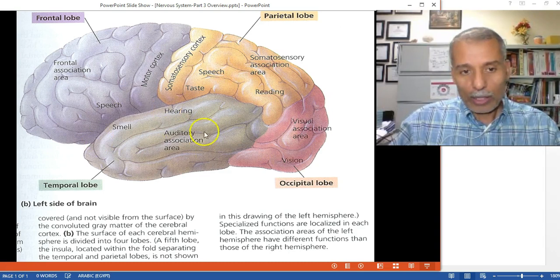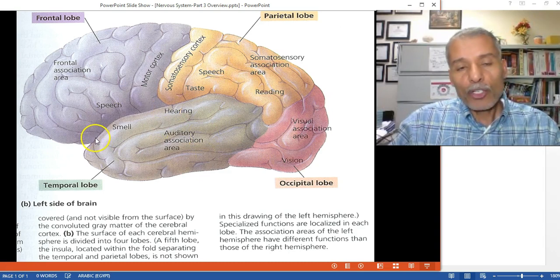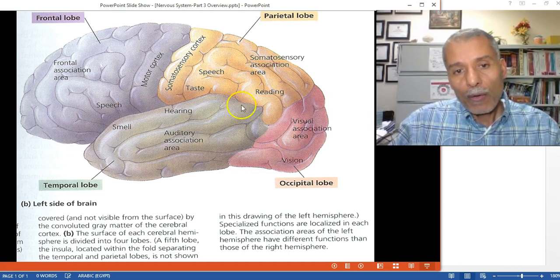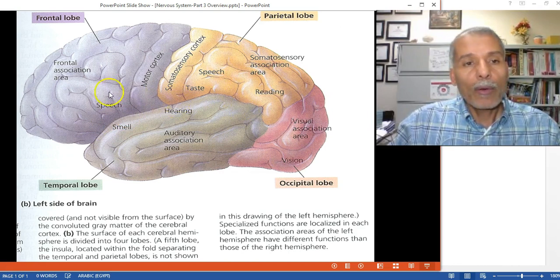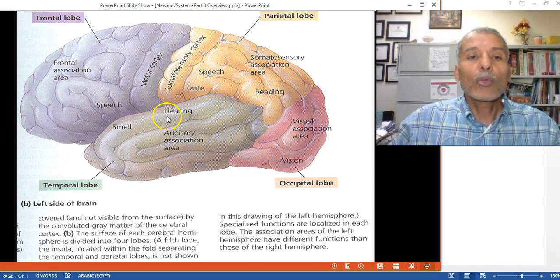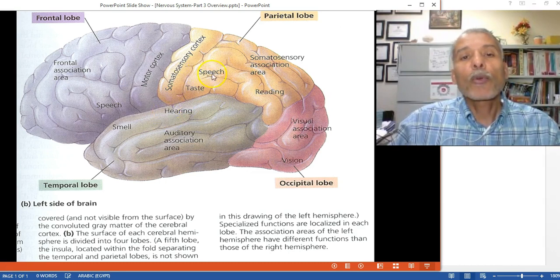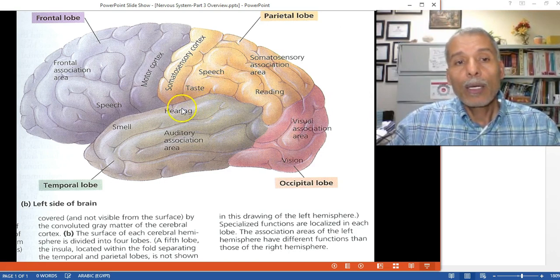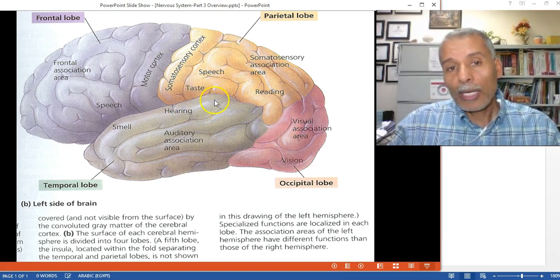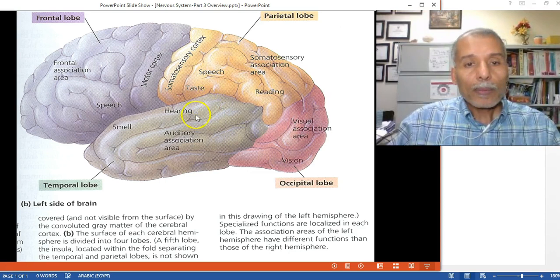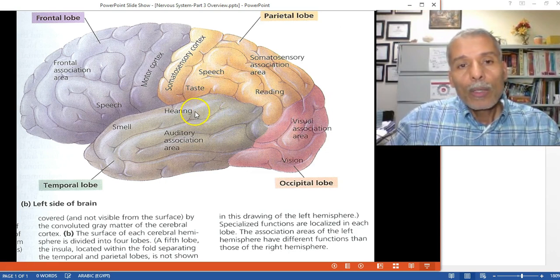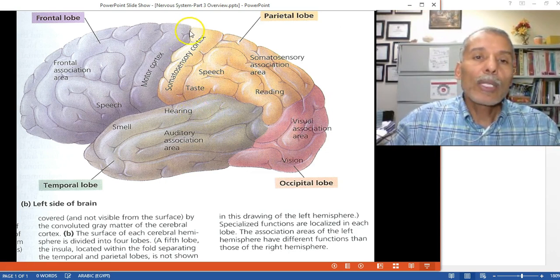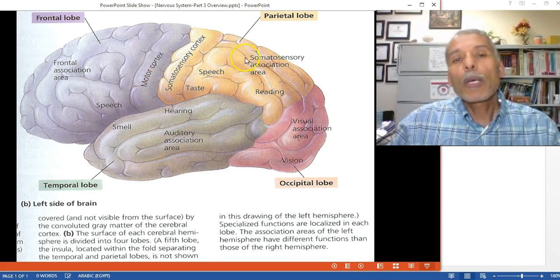So this is the temporal cortex, and there's a fissure that separates it from the frontal cortex, and one that separates it from the parietal cortex. You remember, I am saying lobe and I'm saying cortex. They are the same. So the central fissure separates the frontal lobe from the parietal lobe.